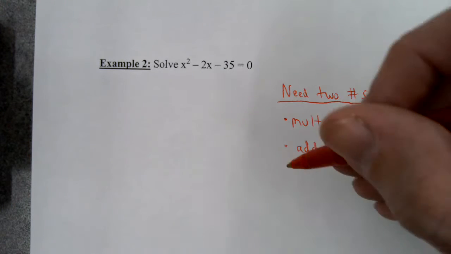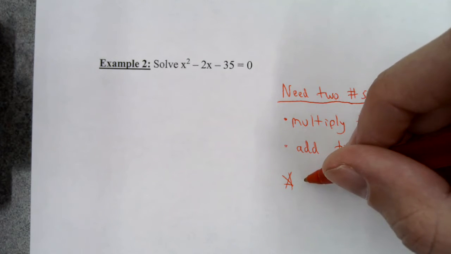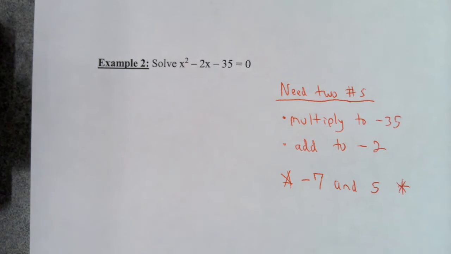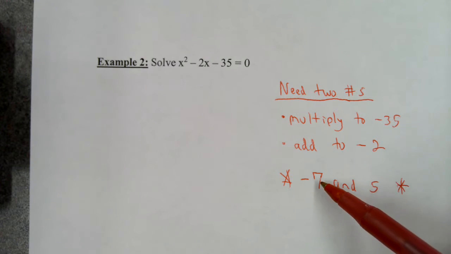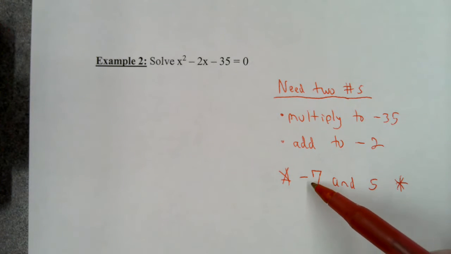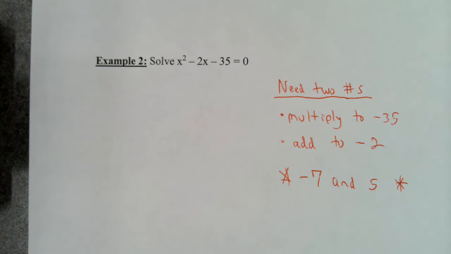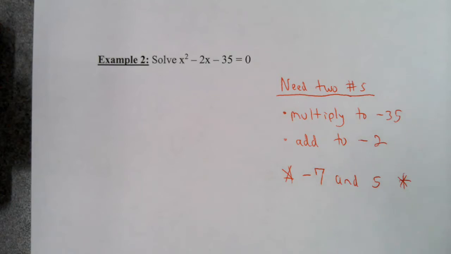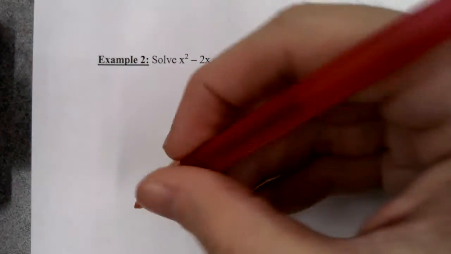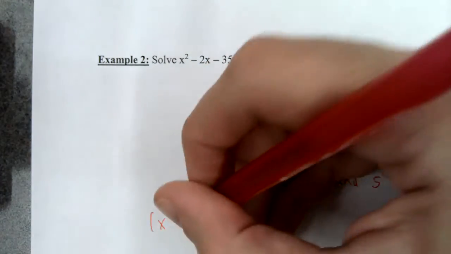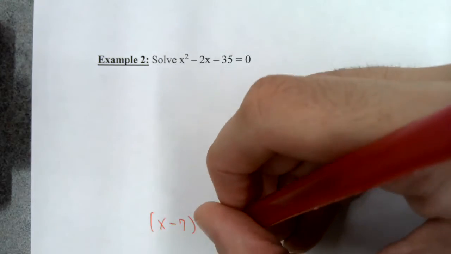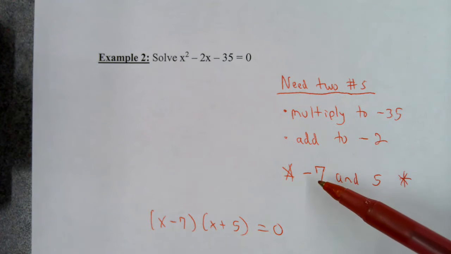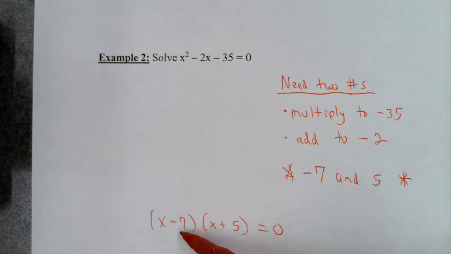So think about that for a minute. Those numbers are negative 7 and 5, because negative 7 plus 5 is negative 2, and negative 7 times 5 is negative 35. Now, that's not the final answer to the problem, remember. This is just the next step, which is to factor. So we factor this and get x minus 7 times x plus 5 equals 0. All we did was factor, and we got negative 7 and 5.